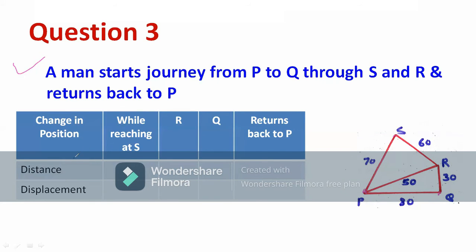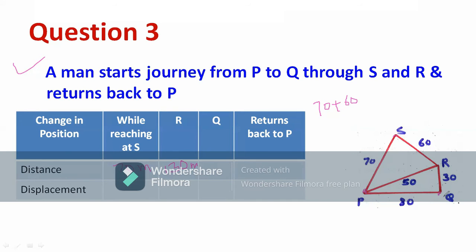Now, let us fill up the table. Distance while reaching S. So, while reaching S, what could be the distance? So, P to S, what is the distance? Obviously, it is 70 meters. Then, at a particular point R, what about the distance? So P to S, then S to R. P to S will be 70. Okay, 70 plus 60. So what is 70 plus 60? It's obviously 130 meters.